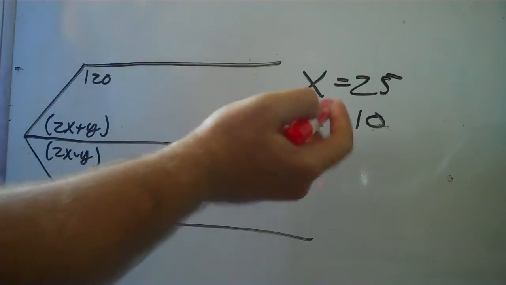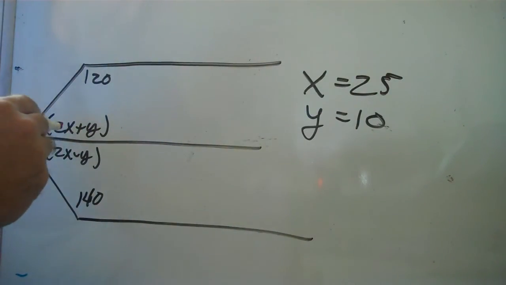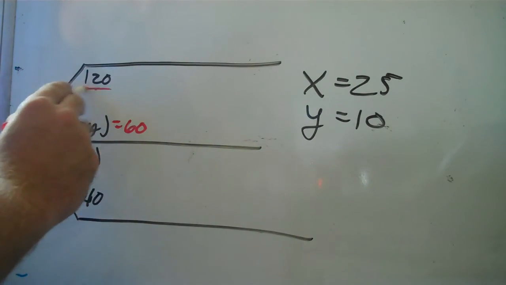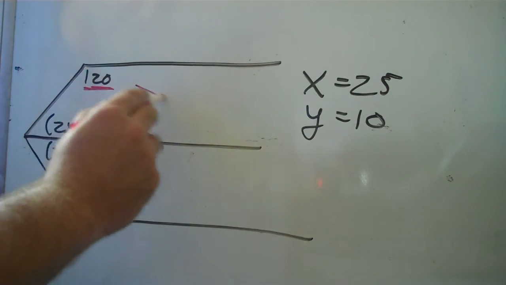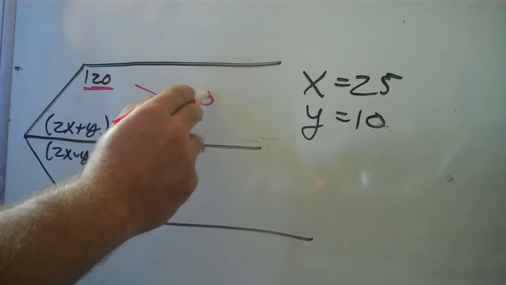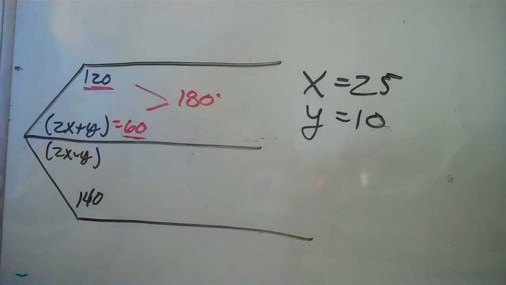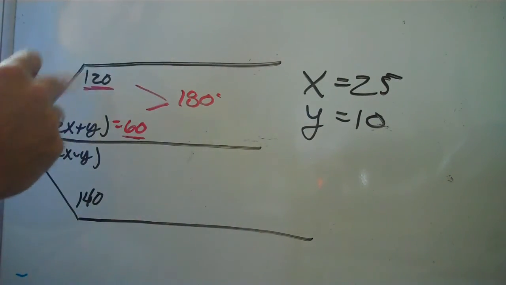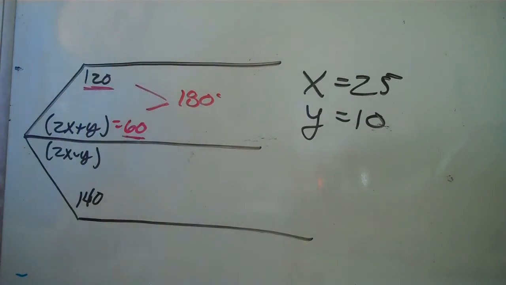If I know that's the case, that x is 25 and y is 10, if I plug that in, 2 times 25 is 50, plus y is 60. And now you recognize 120 plus 60 gives you a total of 180 degrees. And that's what we knew from those same side interior angles. So the fact that x and y are 25 and 10, I now know that those are true statements because of what these angles are showing me.